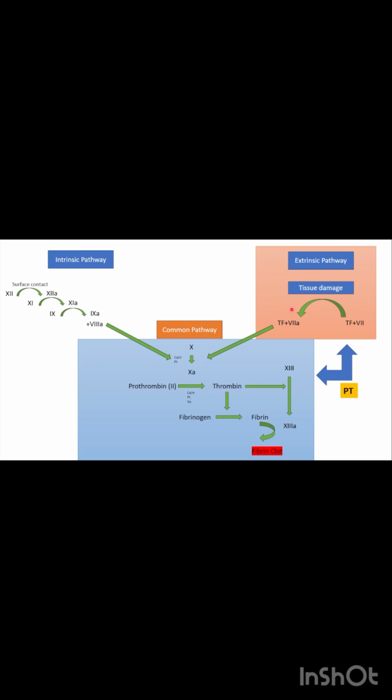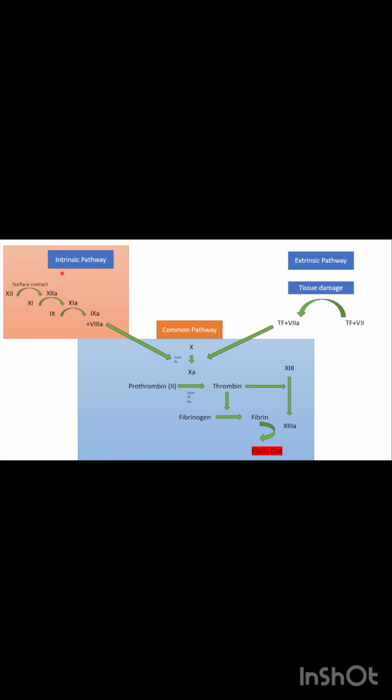Now when we talk about APTT, we measure the intrinsic pathway and the common pathway with APTT. Let us focus on prothrombin time. Prothrombin time is the clotting time to assess the extrinsic pathway. Now what are the factors that we are assessing when we are testing the prothrombin time? The factors we are assessing are factor 7, factor 10, factor 2, fibrinogen.